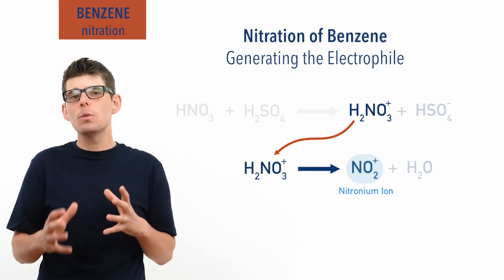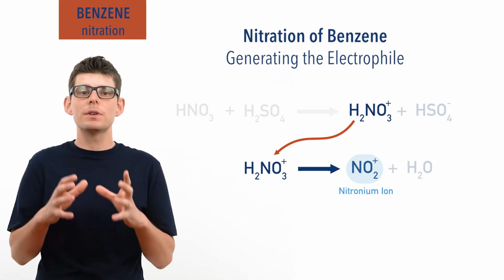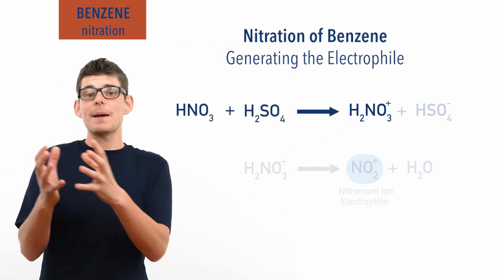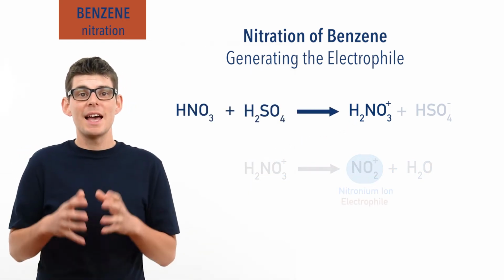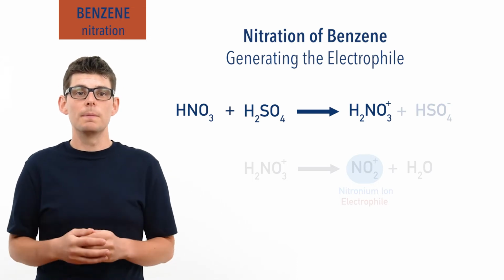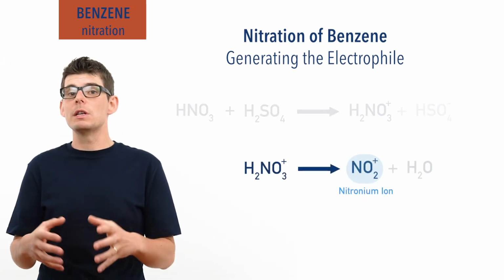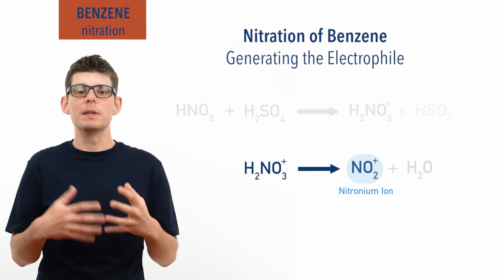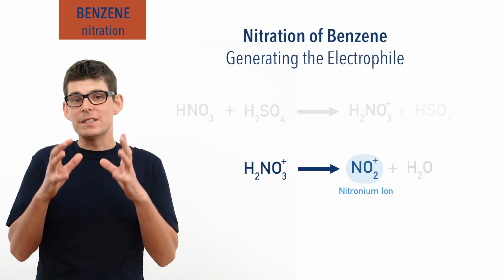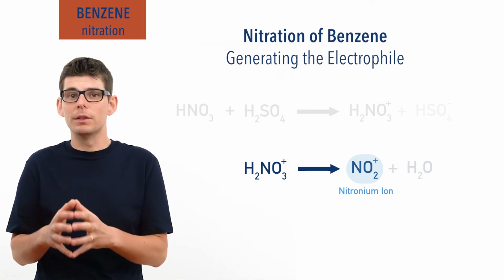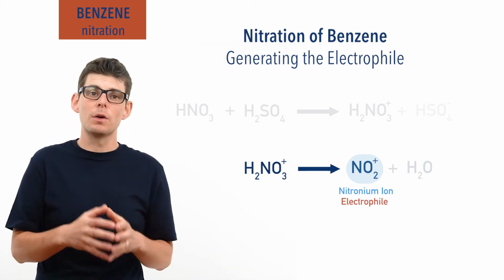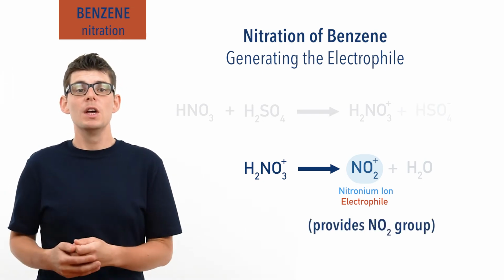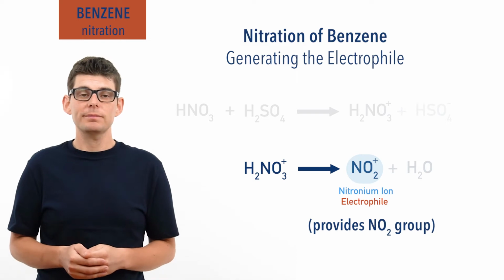There are a couple of different ways this can be represented, but here we will consider it as two steps. First, the nitric acid acts as a base, accepting a H+ ion from the sulfuric acid and forming a nitrooxonium ion. Then the nitrooxonium ion breaks down, causing an NO2+ or nitronium ion to be produced. It is this positively charged nitronium ion that is able to act as an electrophile and react with benzene, providing the NO2 or nitro group that we need for the nitration.